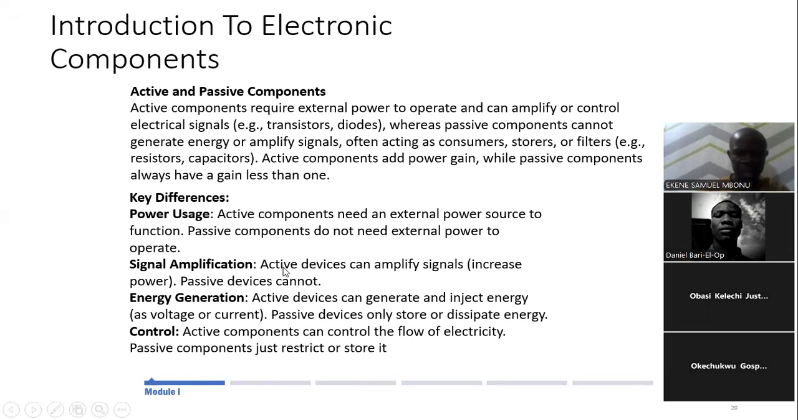Signal amplification. Active devices can amplify signals, increase power. Passive devices cannot. Energy generation. Active devices can generate and inject energy as voltage or current. Passive devices only store or dissipate energy. Control. Active components can control the flow of electricity. Passive components just restrict or store it.